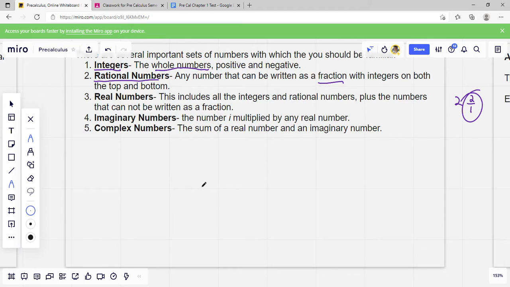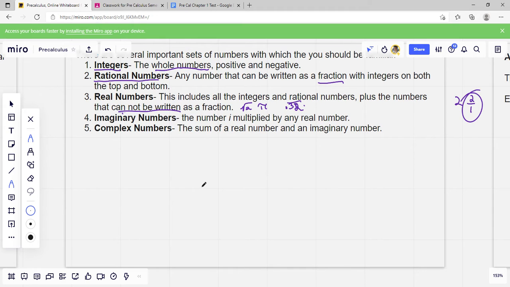All right, real numbers. This includes all the integers and rational numbers, including the rational numbers along with numbers which cannot be written as a fraction. So that would be things like the square root of 2 or pi, right? Same thing with a decimal that goes on forever and ever, like 0.33 repeating or 32 repeating forever, okay?